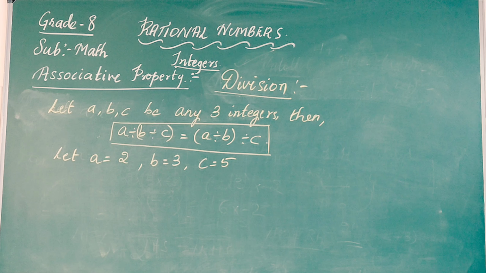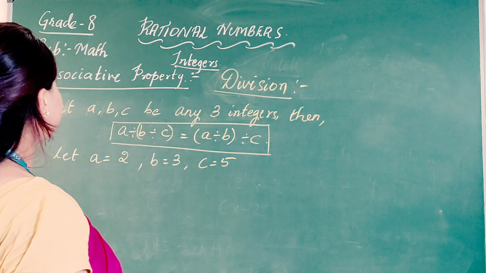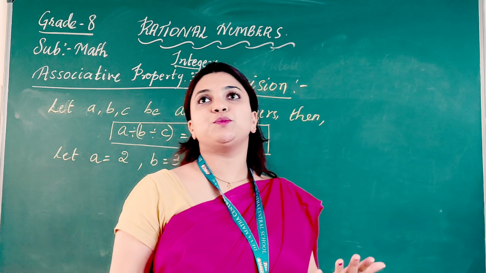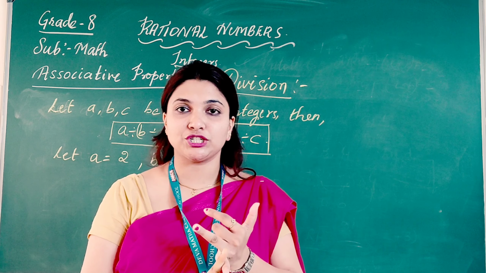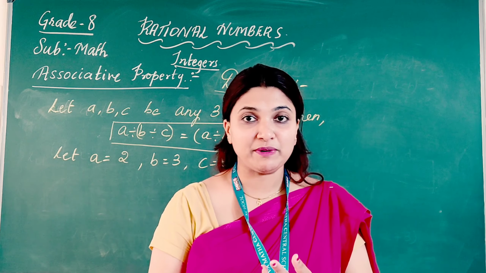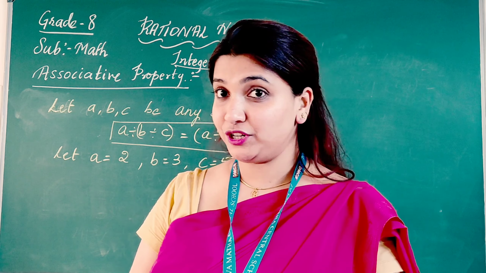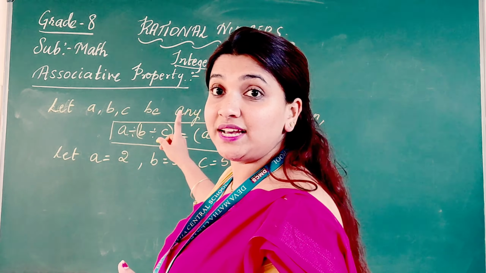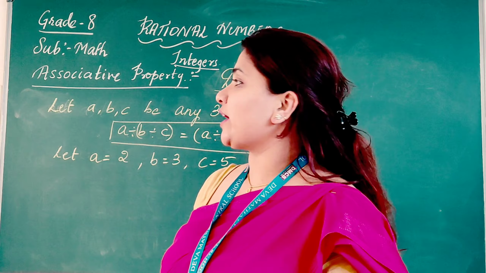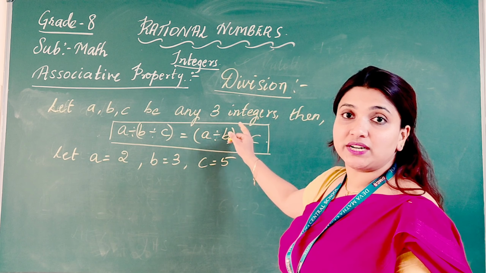Clear? Okay children. Now let us start again the associative property for division. Similarly, first we studied associative property for addition, subtraction, and multiplication, and now we are going to study associative property for division. Not yet rational numbers, we are still dealing with integers. So first, let A, B and C be any three integers.